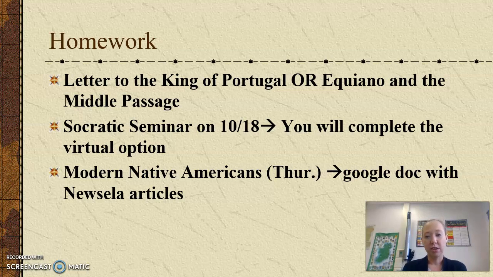All right, on Thursday, we're going to be doing an activity pretty much the entire class on Thursday called Modern Native Americans. This is on a Google Doc, okay? And you're going to be using Newsela articles to complete that activity. So you're going to open the Google Doc and just follow the directions on that page. But you will also need to log into Schoology and join our class in Newsela. So I'm going to briefly show you how to do that so that you can complete this Modern Native Americans activity. Again, this is something that if you have questions, please let me know and I can help you out.